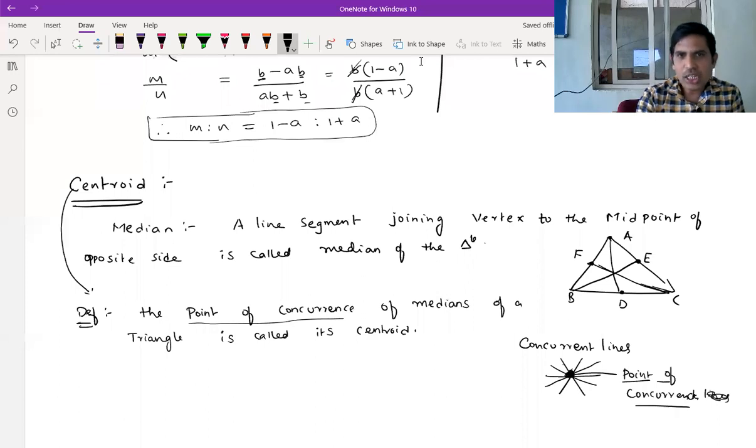Now come to definition. The point of concurrence of medians of a triangle. So where all 3 medians meet, this point is called centroid. Okay? So where all the 3 medians will meet, or where all the 3 medians pass through, that point is called centroid of the triangle. So it is denoted generally with the letter G. So that you remember.